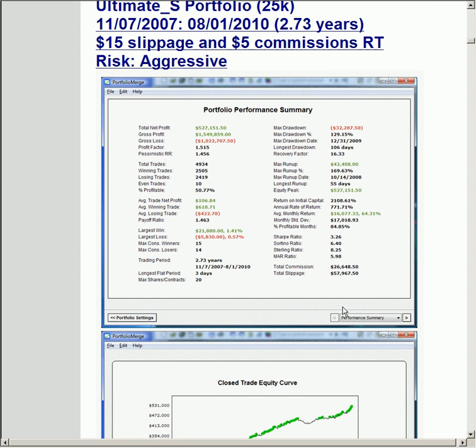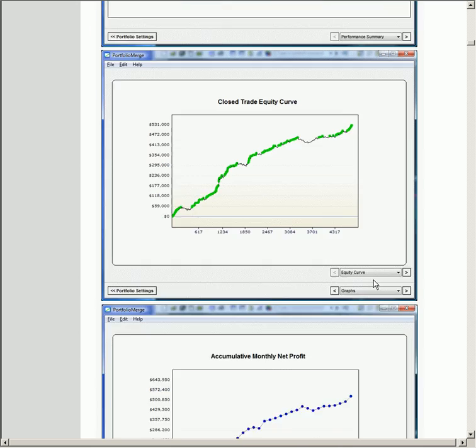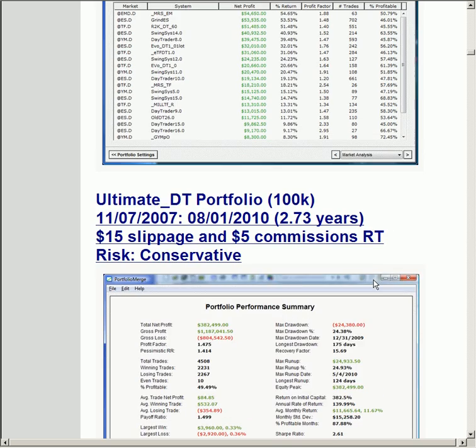We mentioned slippage and commission. There you see total commission factored in, $26,000 over the 4 years. Total slippage, $60,000 we've deducted from our performance returns. You can go to the website. There's the day trade version. You can click on these and take a look at the portfolios.